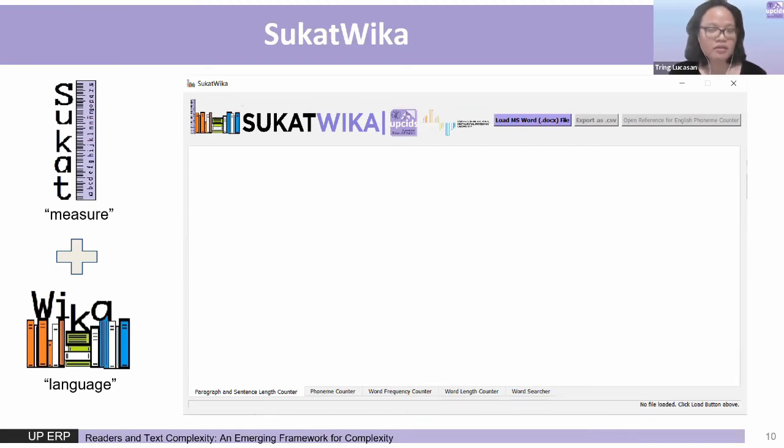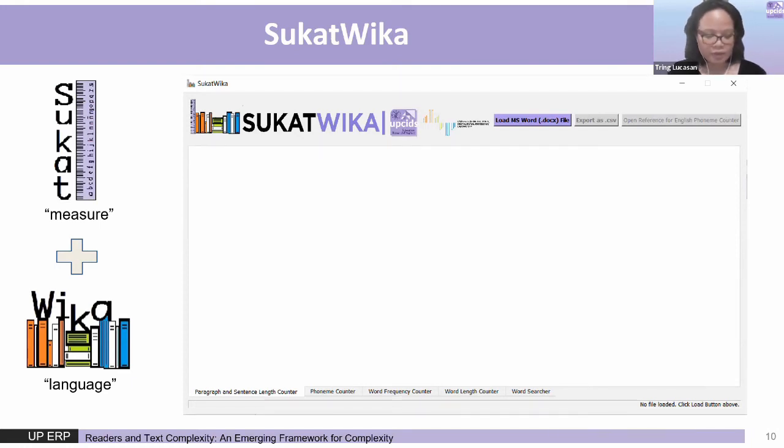Version 1.0 of Sukat Wika is capable of analyzing text in 4 languages used in the Philippines: English, Filipino, Sinugbuanong Binisaya, and Ilocano. It can count word lengths, sentence lengths, paragraph lengths, phonemes used, and word frequency. It also has a word search feature wherein words with specific characters like the number of syllables or a specific string of letters in a word may be located within the document. Application for copyright is already being processed for Sukat Wika.